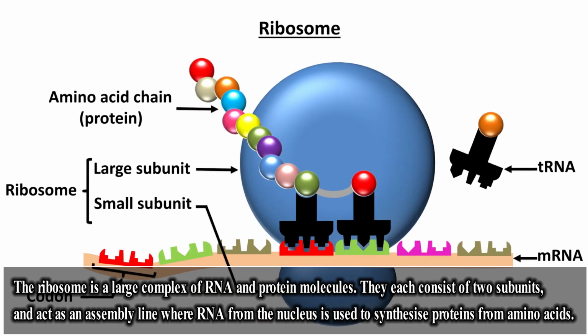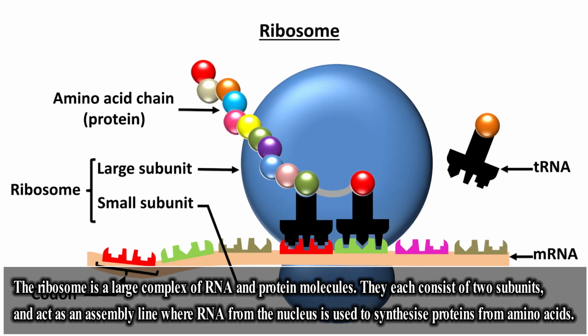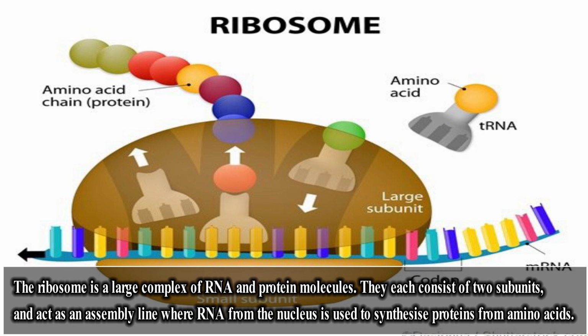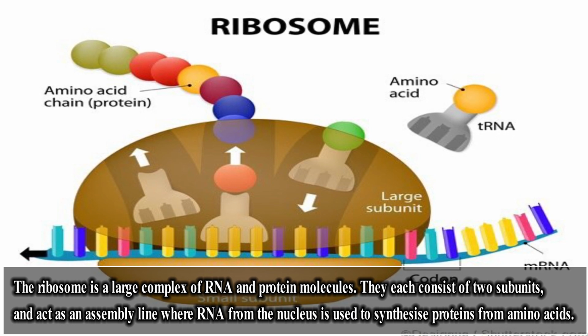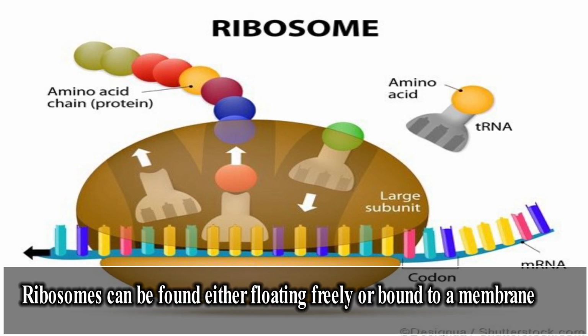A ribosome is a large complex of RNA and protein molecules. They each consist of two subunits and act as an assembly line where RNA from the nucleus is used to synthesize proteins from amino acids. Ribosomes can be found either floating freely or bound to a membrane.